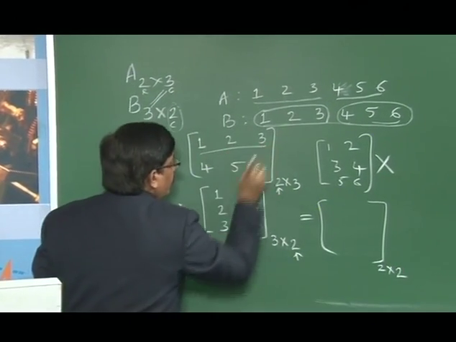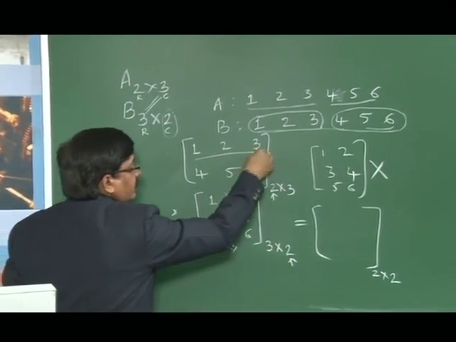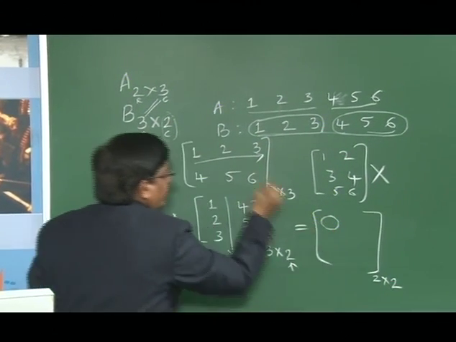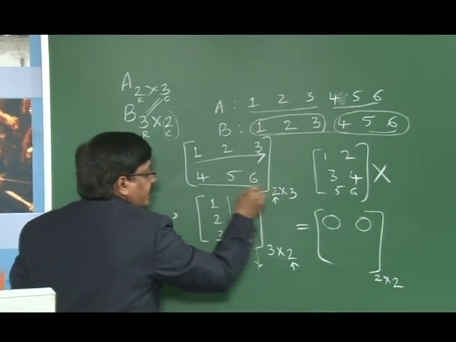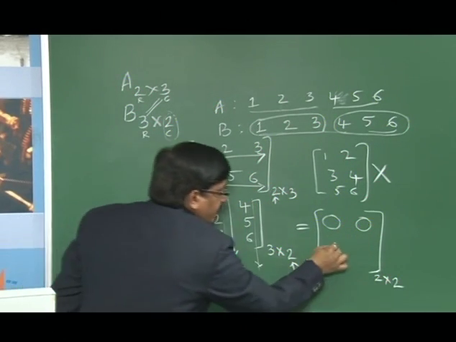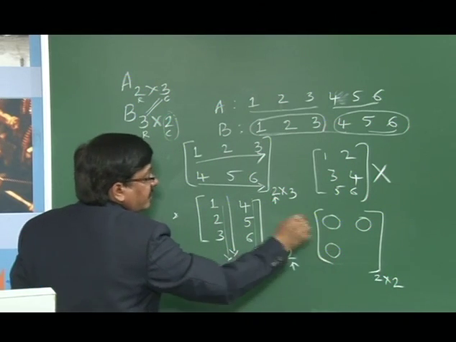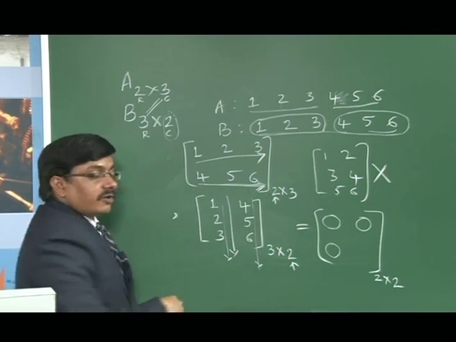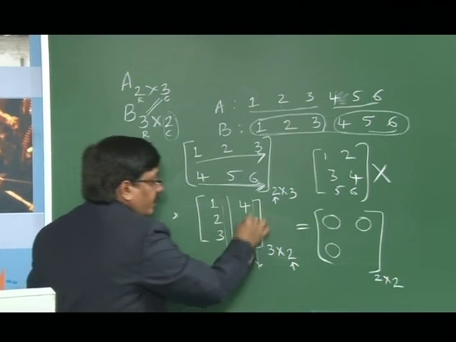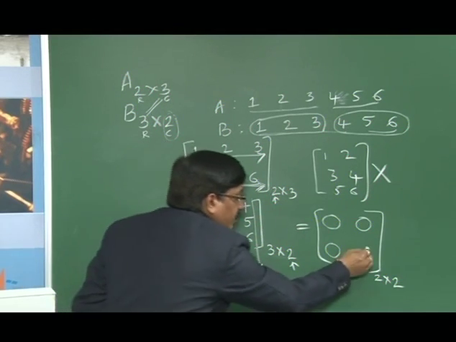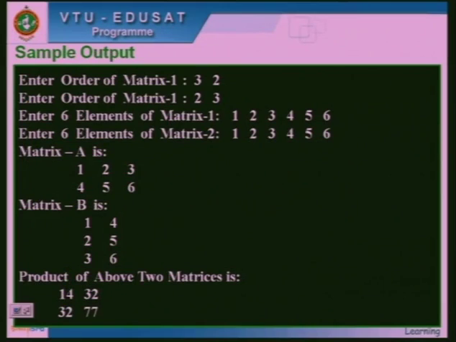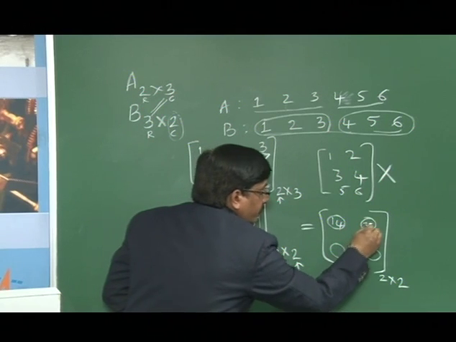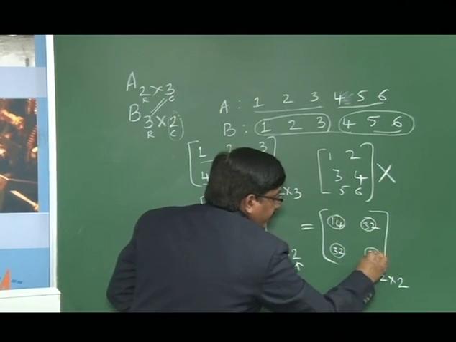So this row you multiply with this particular column, and you get this particular entry. When you multiply this row with this particular column, you will get the second entry. When you take the second row and multiply with the first column, you will get the first element of the second row. And when the second row of the A matrix is multiplied with the second column of the B matrix, you will get the fourth element of the matrix. So the computation is done. The result you get here is 14, then 32, and here also 32, and here 77.